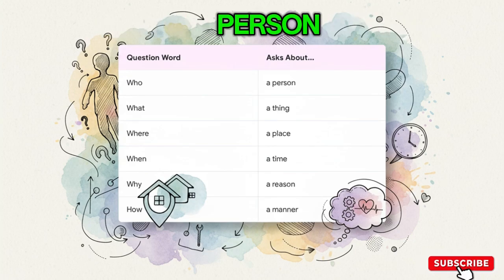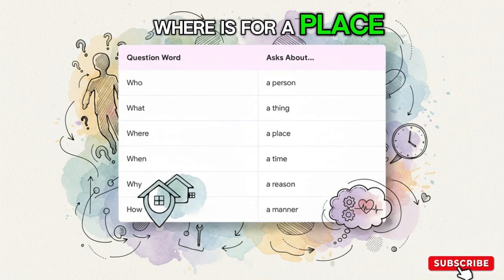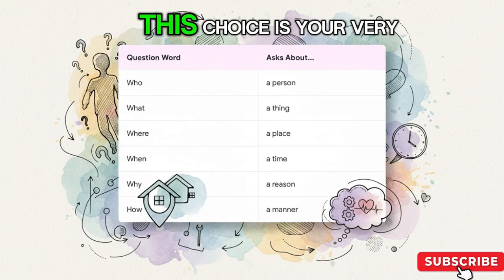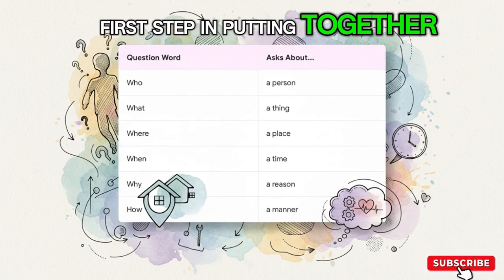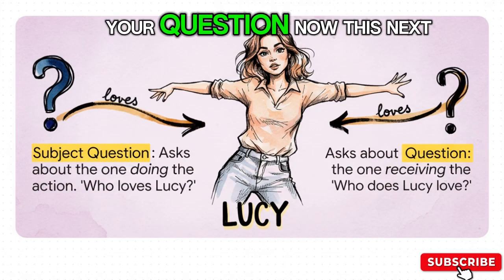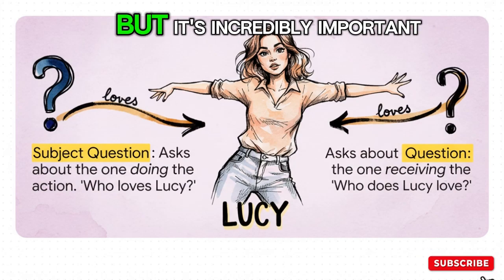Who is always for a person, where is for a place, why is for a reason, and so on. This choice is your very first step in putting together your question.